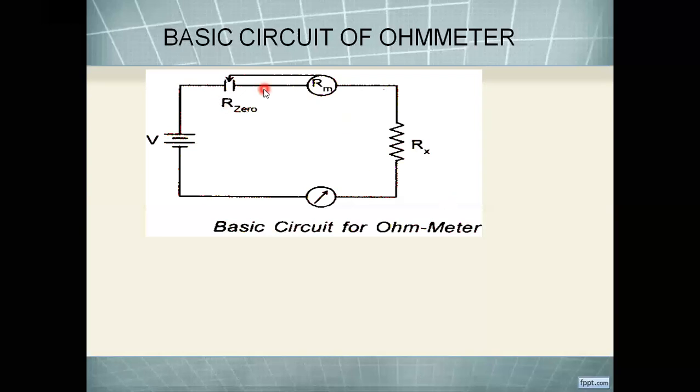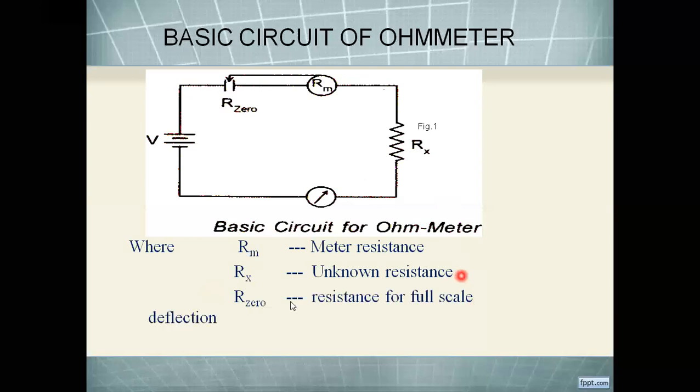We'll try to know what this R0 is. And of course, for a PMMC, we know the value of Rm. We know the value of the meter resistance. So Rm is meter resistance, Rx is unknown resistance, R0 is resistance for full scale deflection, which means that if Rx is 0, then this ohmmeter will indicate 0 value. That too, the pointer should have full scale deflection.